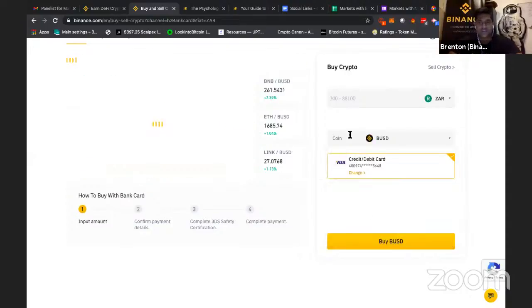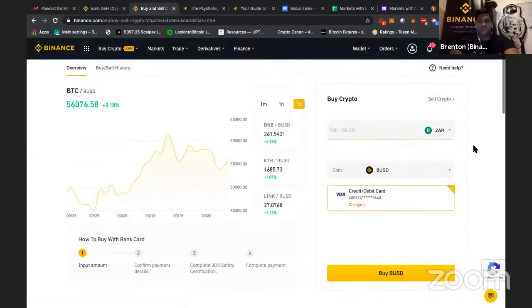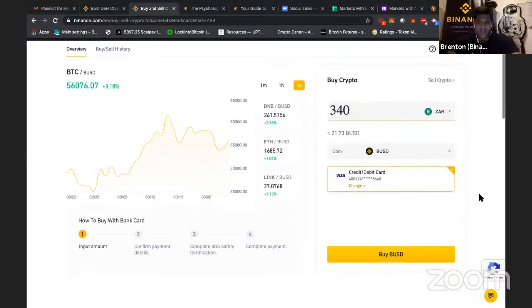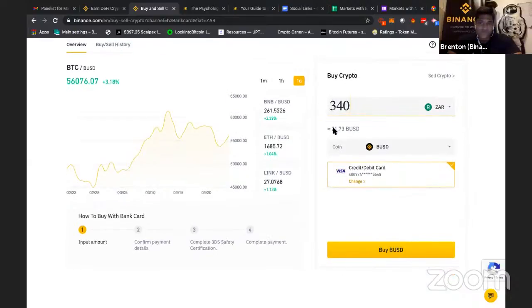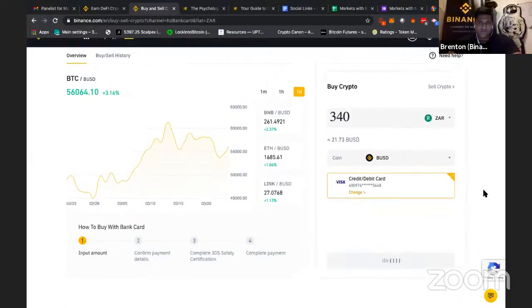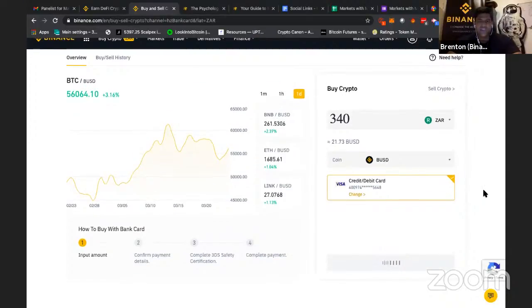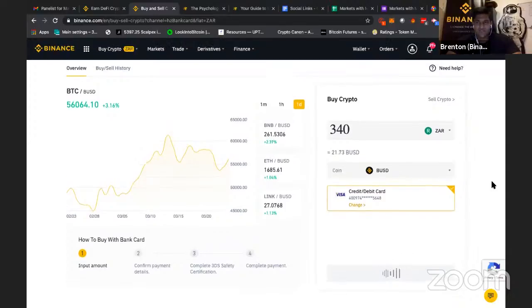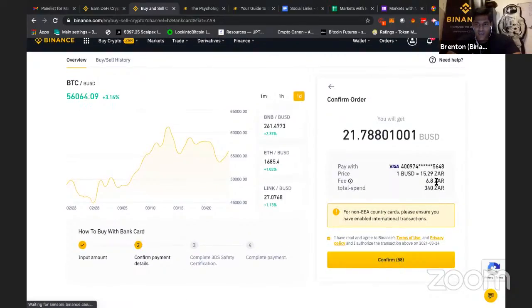So let me show you how simple it is. Let's say I wanted to buy 340 Rand worth of dollars, right? So it tells me up front here, I am going to get $21.73. And I go, oh, okay, for my 340 Rand. And this usually takes about 3 seconds. It's just my Wi-Fi. And then you go, okay, so to purchase 340 Rand, they're going to charge me 6 Rand 80 cents. I'm happy with that.